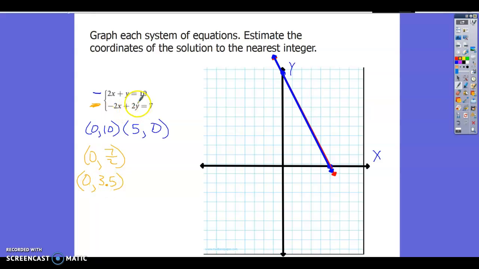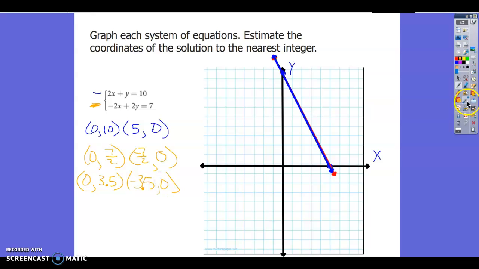All right, again, let's do the same thing. Let's make our y 0. All right, and then if this is 0, we're going to have negative 2x equals 7, and divide 7 by negative 2, so negative 7/2. So that would be negative 3.5, 0, and then we can graph that.